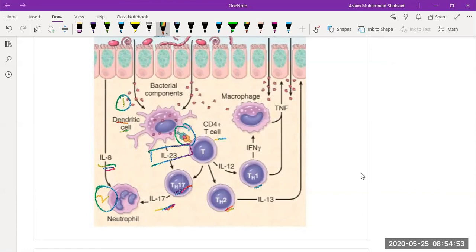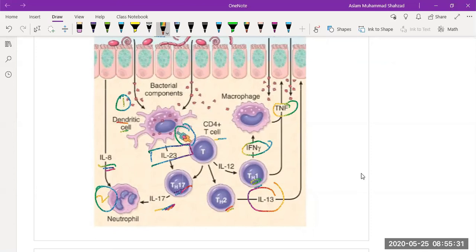On the other side, on the right-hand side, they are forming Th1 cells with the help of interleukin 12, and then interferon gamma is responsible for producing more macrophages and then more tumor necrosis factor. This is another cycle on the extreme right side. And in between, you can see the cycle that is promoting the formation of Th2 cells. It works with the help of interleukin 13, and it goes back to the mucosal surface. So it means that we have three cycles going on.